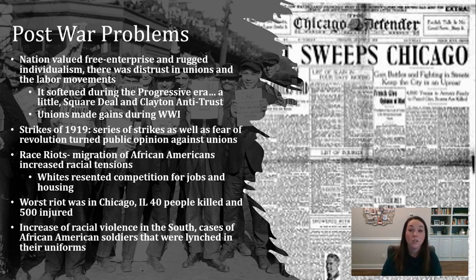And so lynchings are going to increase during this time. There's racial violence in the South, but it's also going to happen in those northern cities as well. Okay. So that is World War I and its effects. And it's going to continue. A lot of these effects that we just talked about, we're going to get more specific during the Roaring 20s, which is our next topic to talk about.